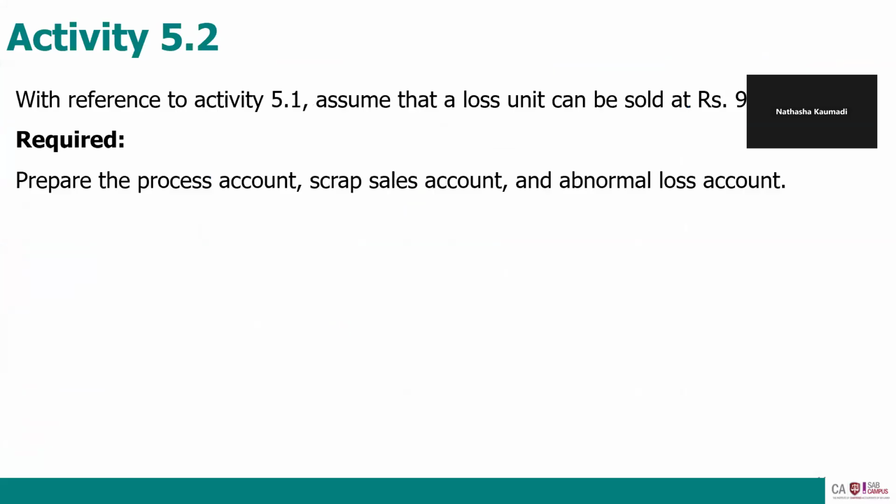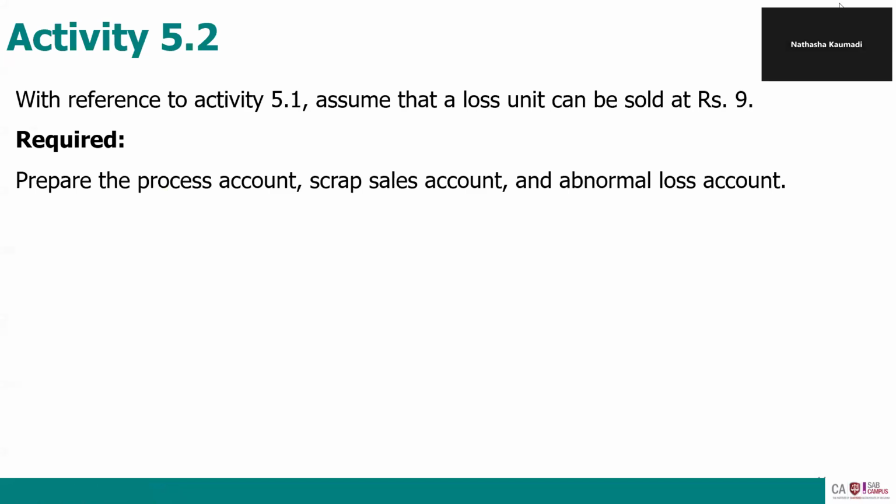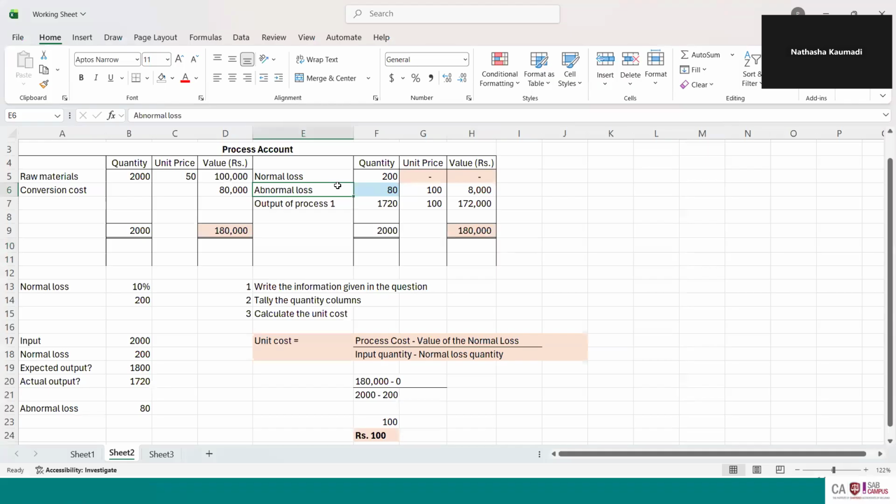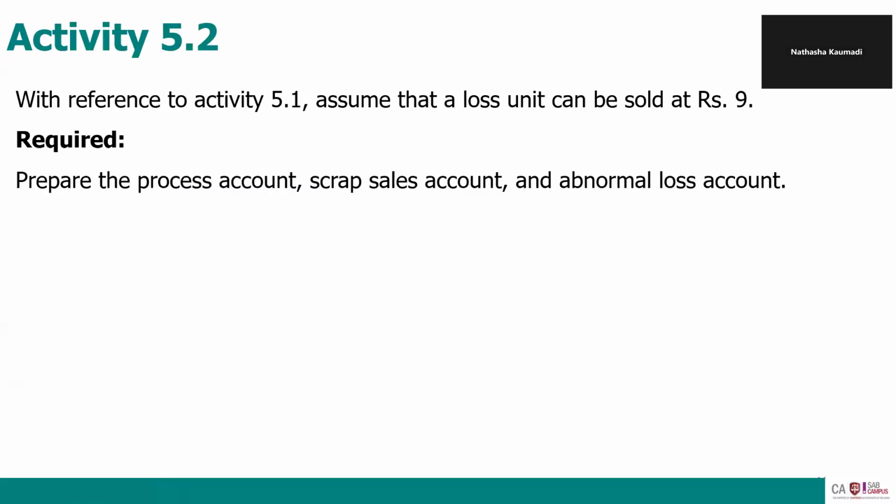Activity 5.2. With reference to activity 5.1, that means it's a continuation. Assume that a loss unit can be sold at 9 rupees. That's something new you learned today. Previously, we didn't sell our losses. We had normal losses, we had abnormal losses, that's okay. Altogether, how many kilograms did we have as losses? 280 kilograms. But now it says we are going to sell our loss units.